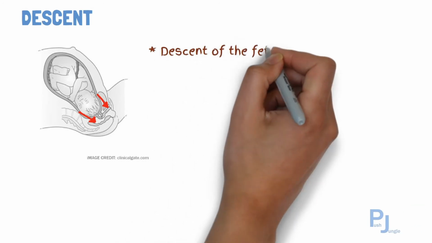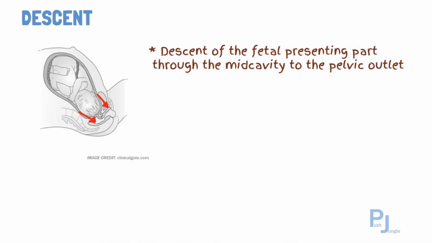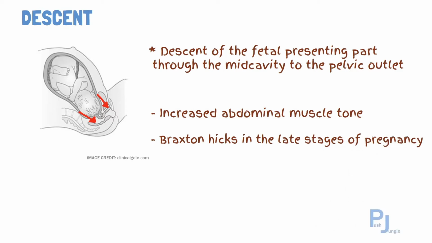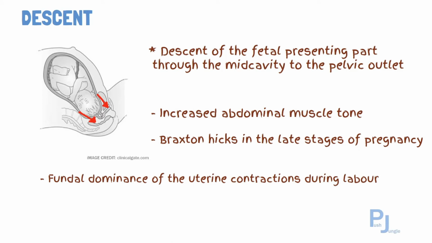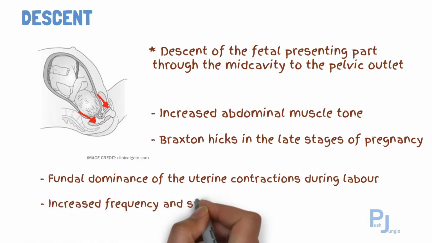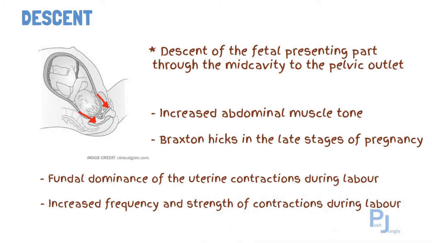Descent. This is descent of the fetal presenting part through the mid-cavity to the pelvic outlet. This is aided by the involuntary contractions of the abdominal muscles. Braxton Hicks contractions that occur in the late stage of pregnancy also help in this descent. Fundal dominance of uterine contractions during labor makes sure that the contraction starts in the fundus and passes downwards, hence effective in pushing the fetus downwards. There is also an increase in frequency and strength of contractions that occurs during true labor. Also, the pressure of the amniotic fluid pushes the baby downwards.